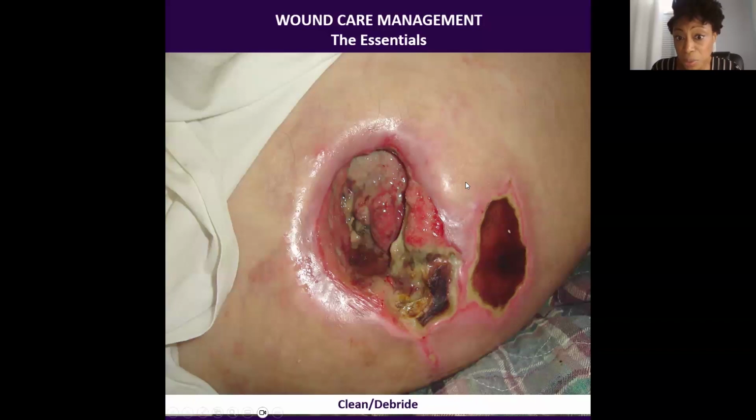So here's another example of a wound. You see here, there's actually two wounds. This wound happens to have slough, eschar. This wound here to the right is covered with a thin layer of eschar. Again, all unhealthy. You need to remove it.